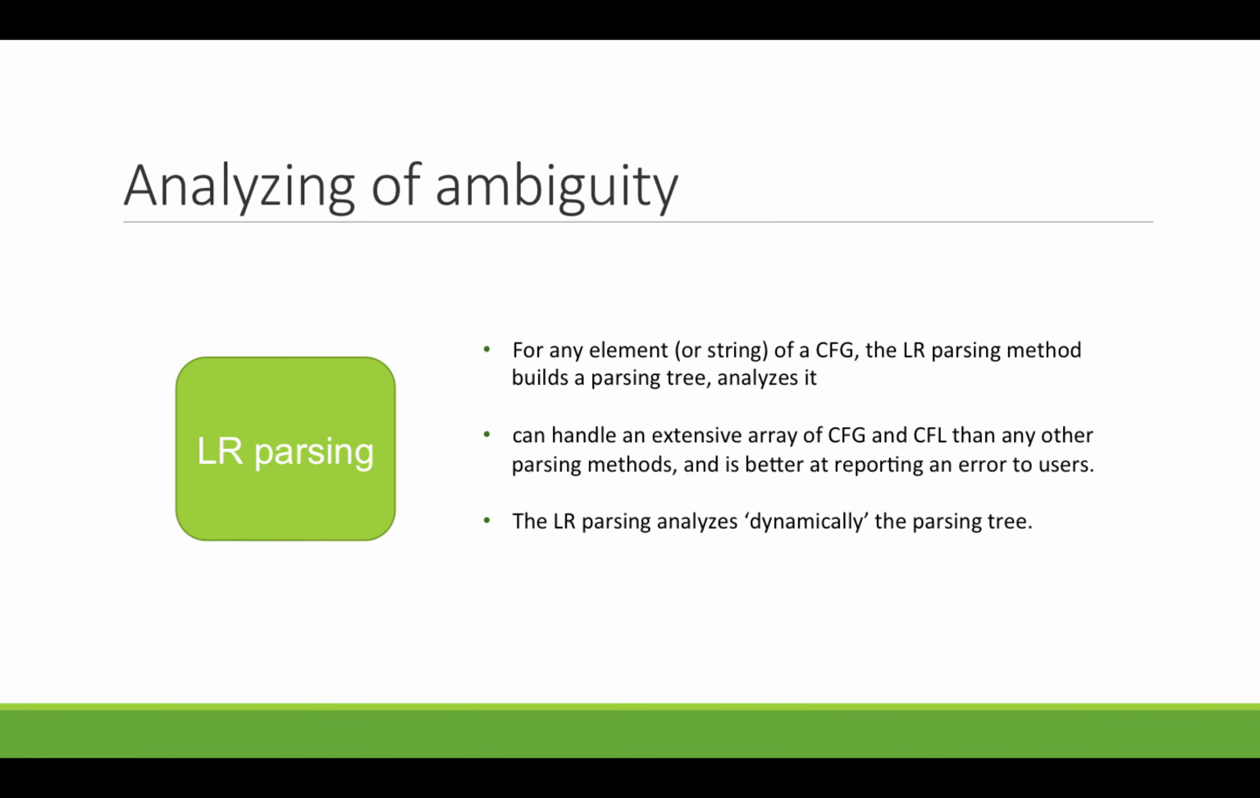Earley parsing has been widely recognized as one of the most powerful tools to check the ambiguity of context-free grammar. If an ambiguity is found, dynamically disambiguating or merging the trees can render it unambiguous. Earley parsing can handle an extensive array of CFGs and CFLs than any other parsing method, and is better at reporting errors to users.